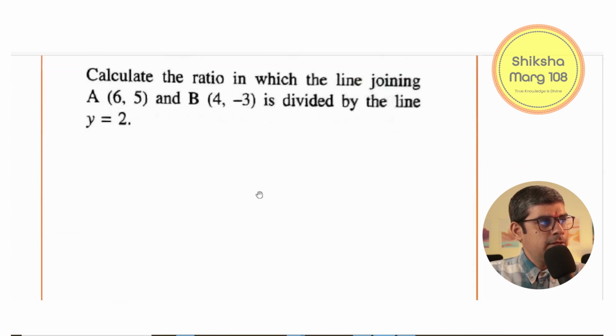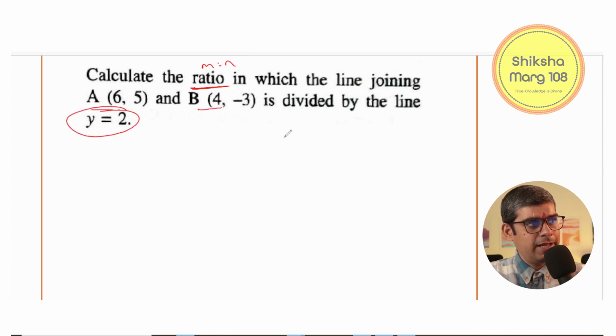All right. So next question, calculate the ratio. Again, they're asking us to find m is to n, in which the line joining A and B is divided by the line y equals 2. So I hope you got the idea about the x equals something line and y equals something line. So this line y equals 2 is actually parallel to the x-axis. Yeah, so that's pretty straightforward.